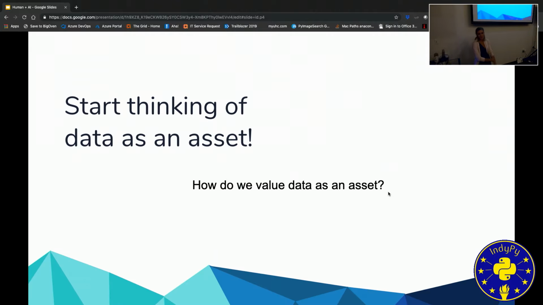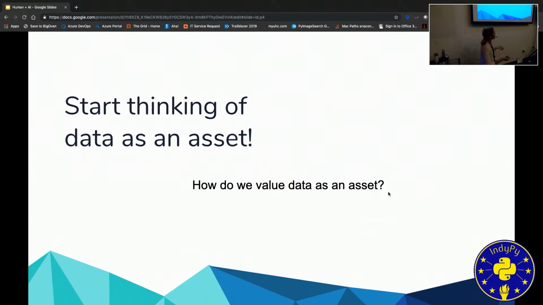So to that end, we want to start thinking about data as an asset. And how do we value data as an asset? Anybody have any ideas? Like what would give data value? Yeah, it could be. What I'm actually thinking about here is a lot of people, when I ask at work, why is data valuable? The first thing they think about is how our company can use it. Why is it valuable to us? What can we do with it?